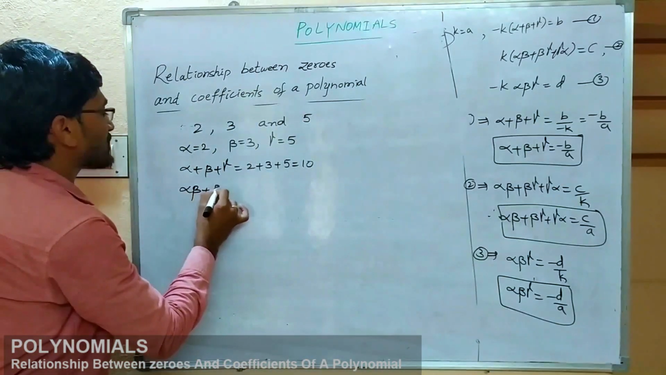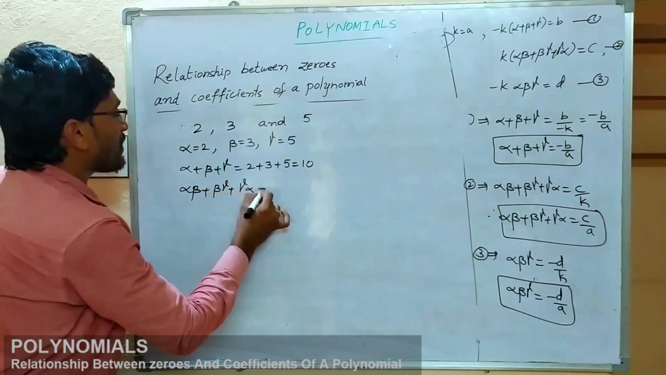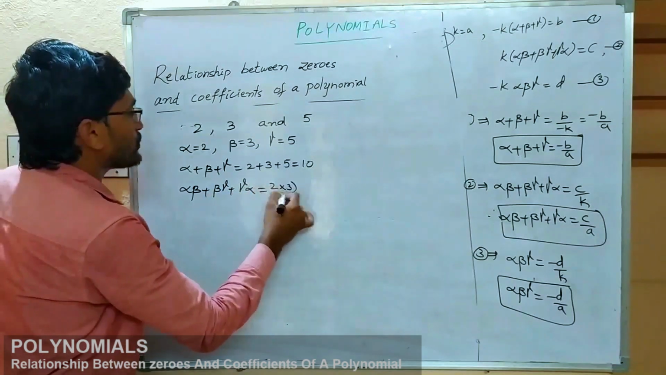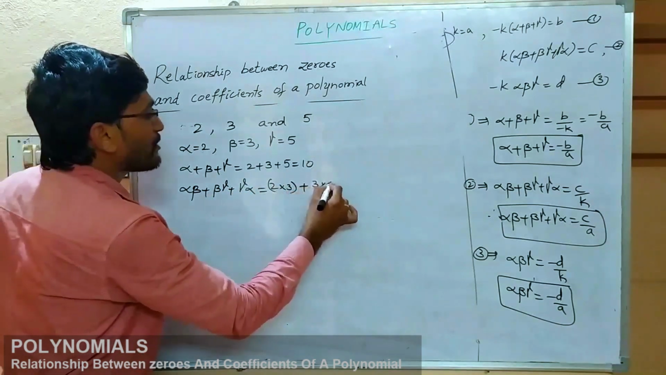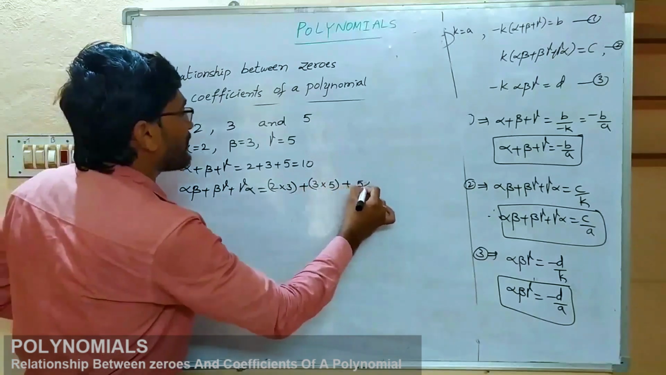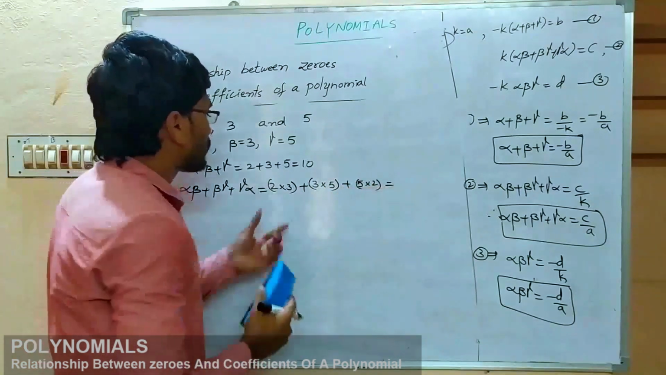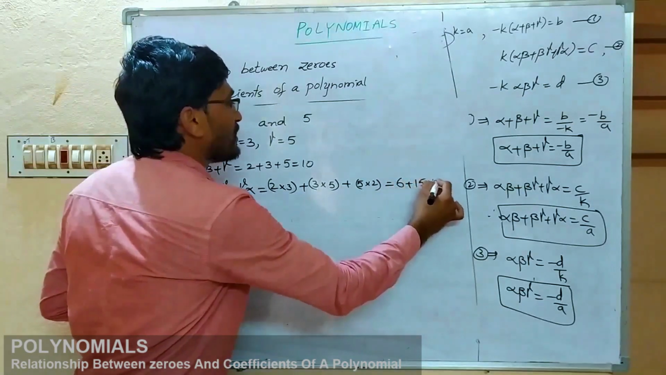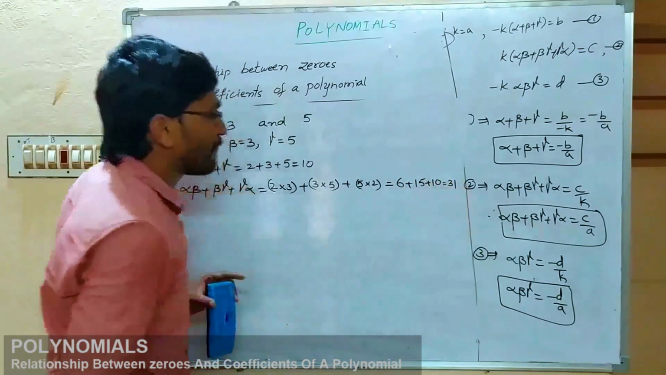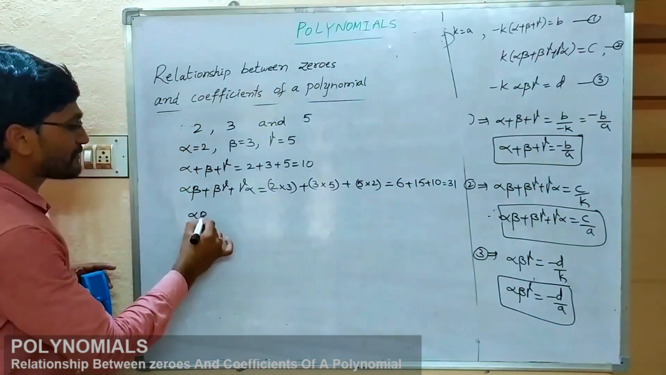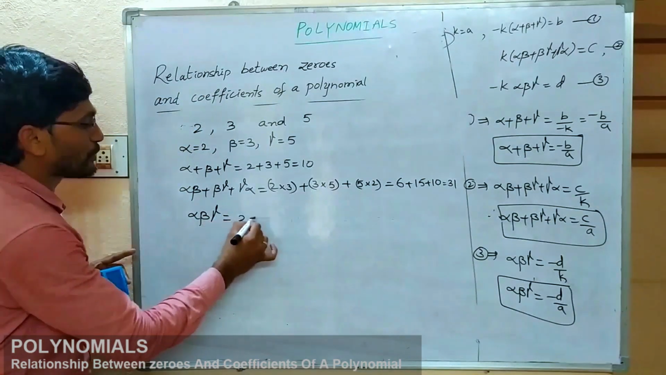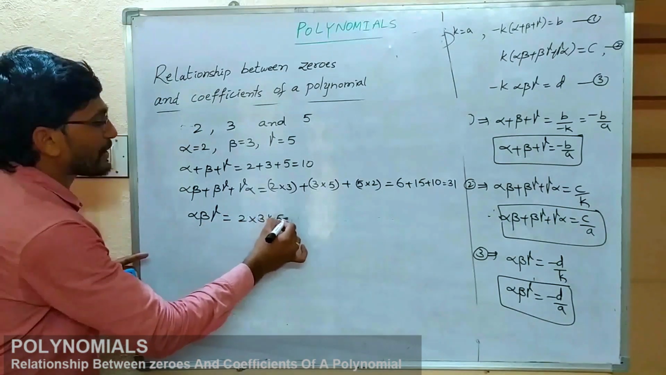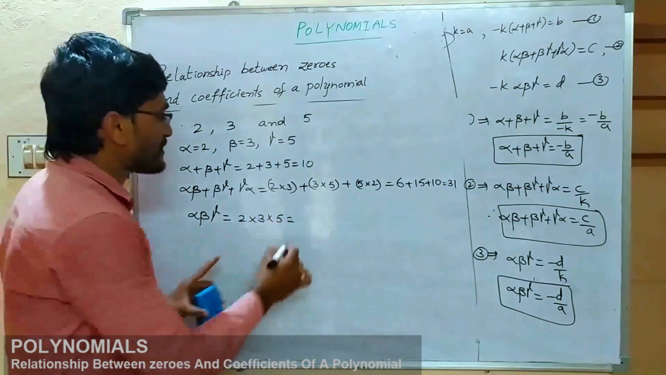Alpha beta plus beta gamma plus gamma alpha is equal to 2 into 3 plus 3 into 5 plus 5 into 2, which is equal to 6 plus 15 plus 10, nothing but 31. Next, product of the zeros. Alpha beta gamma is equal to 2 into 3 into 5, which is 30.